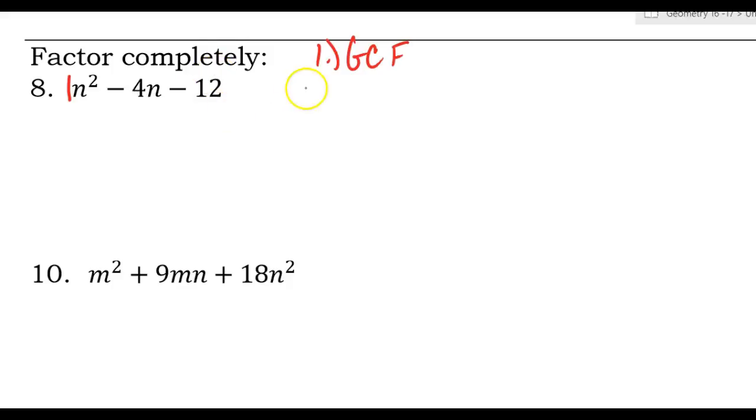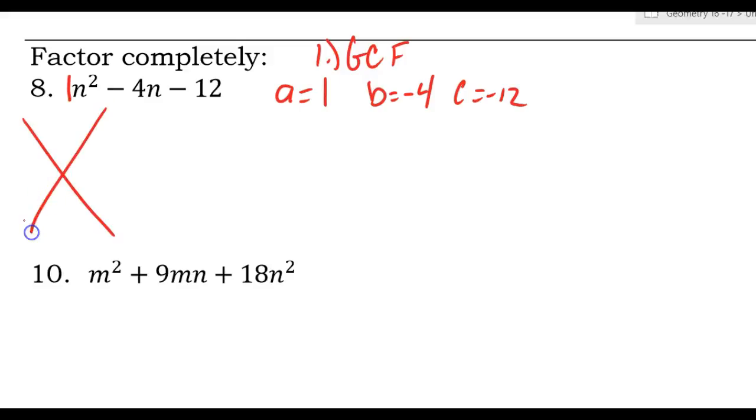So what we're going to do now is identify what a is, which is 1, b, the coefficient of x, negative 4, and c, which is negative 12. We're going to use our factor x's: a times c, so 1 times negative 12 is negative 12. Down the bottom is our b value, which is negative 4. So the question we have to ask ourselves is, what two numbers are going to multiply to negative 12 but add up to negative 4?